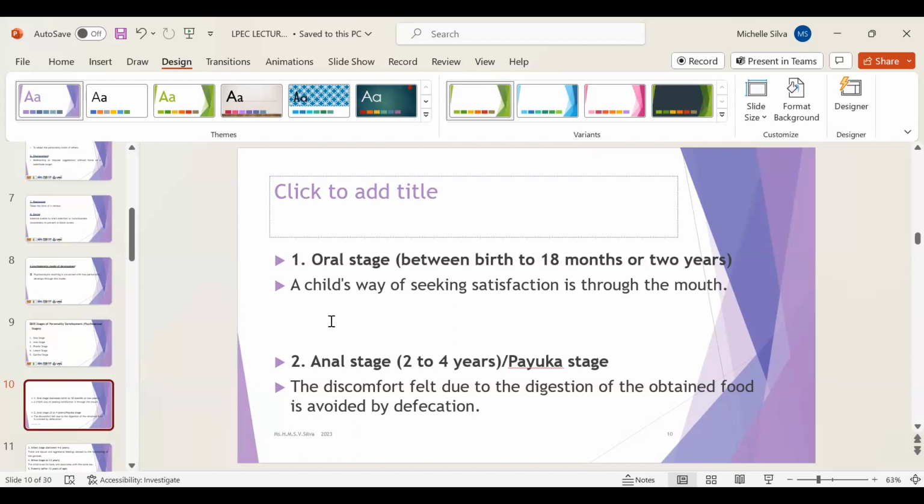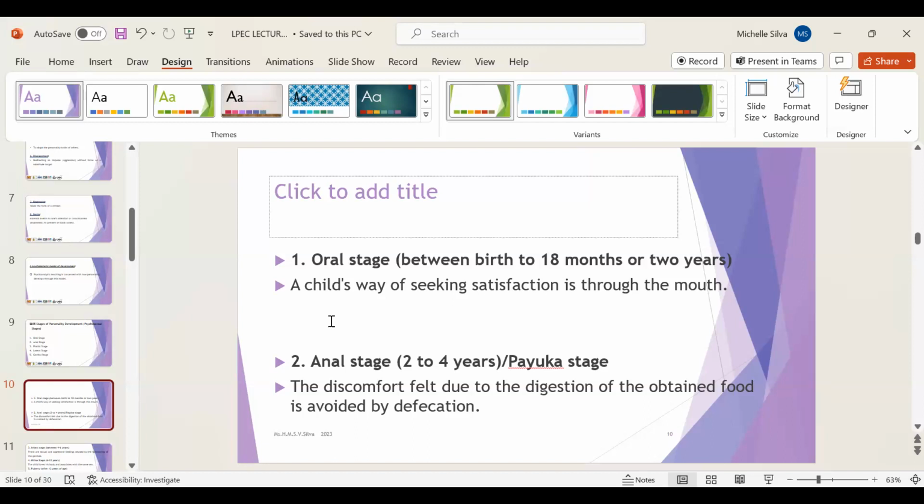Then the second stage is the anal stage, like a 2 to 3 year period. Normally we call it the Payuka stage. The discomfort felt due to the digestion of obtained food is avoided by defecation. Because during that period, in the age between 2 to 4 years, after having breastfeeding, after drinking milk from his or her mother, then they start to eat.